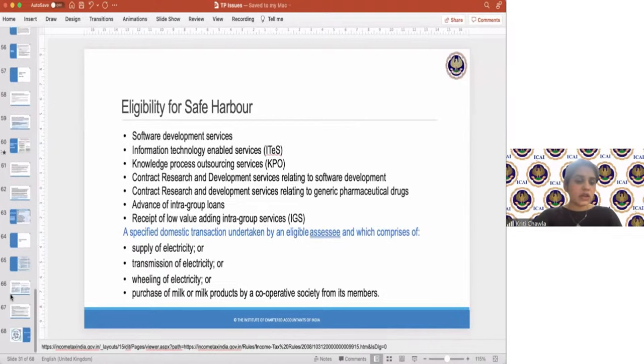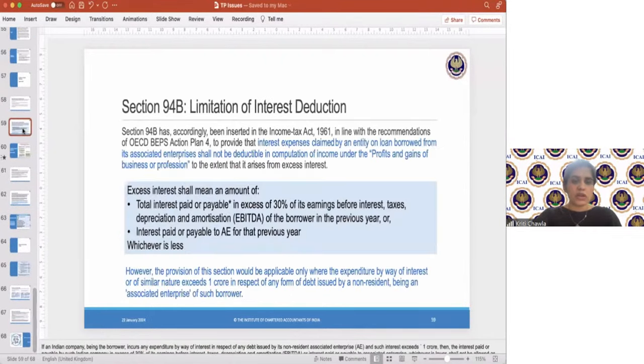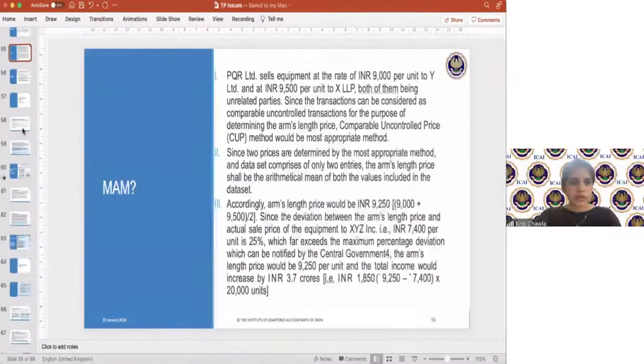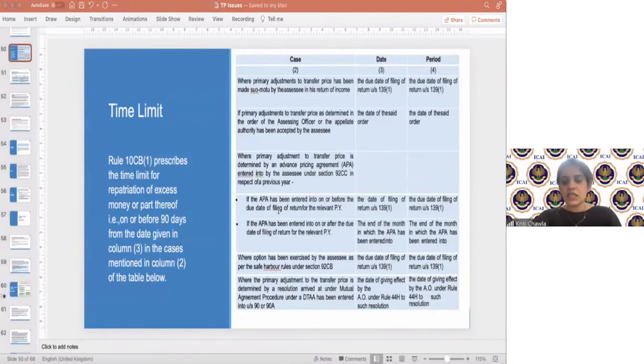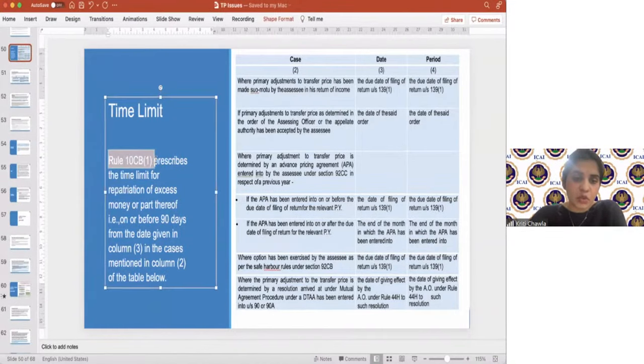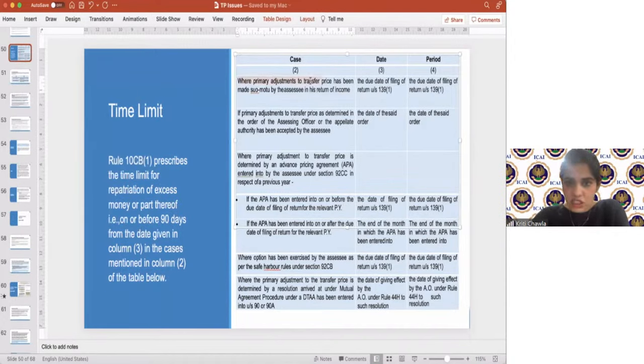There is another thing, on secondary adjustment on repatriation. I am going to address that question. It says: repatriation within 90 days from which date? Well, this is Rule 10CB(1), and it says repatriation should be within 90 days, in the case of the first situation, where the primary adjustment is accepted by the assessee.